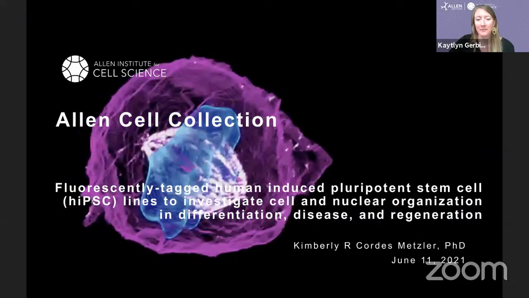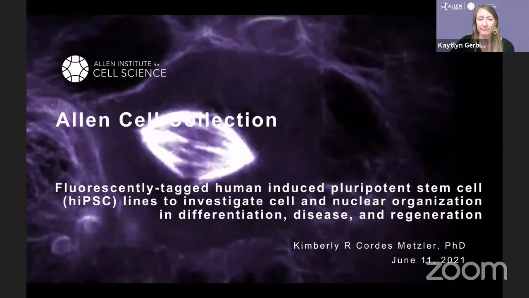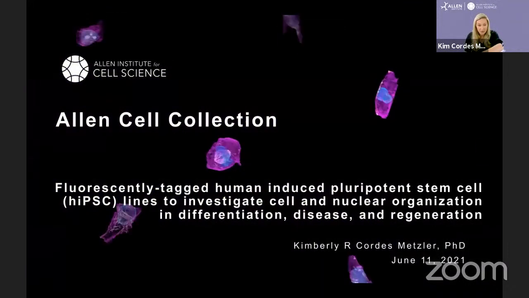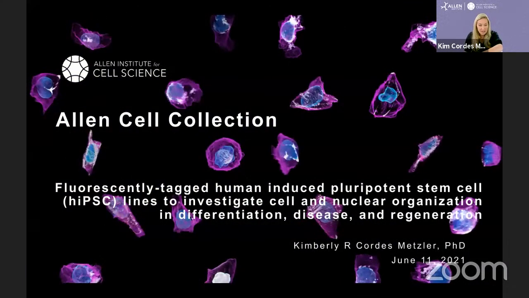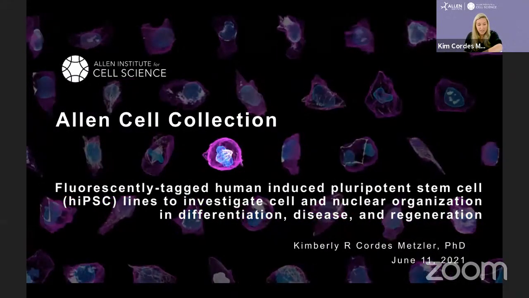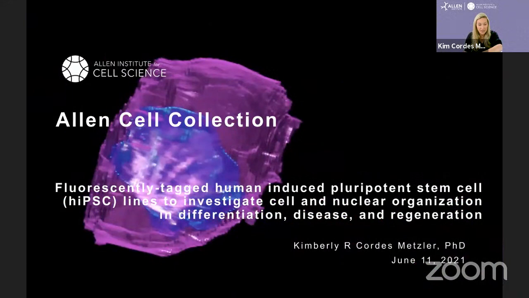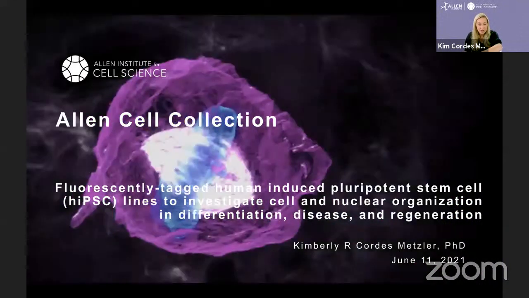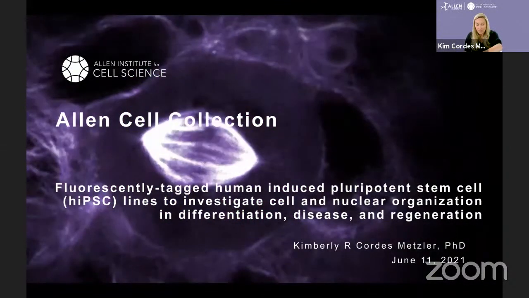All right, thank you, Caitlin, and I'm happy to be here today and glad to see a lot of people participating. I'm going to get started. I'm going to introduce our Allen cell collection, which is a collection of fluorescently tagged human-induced pluripotent stem cell lines to help investigate cell and nuclear organization during differentiation, disease, and regeneration.